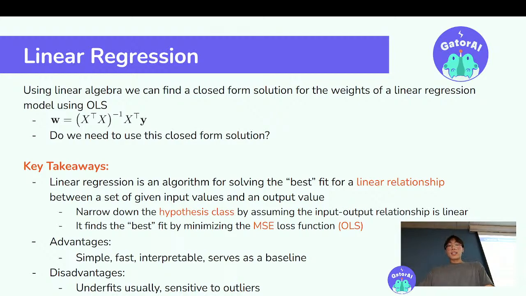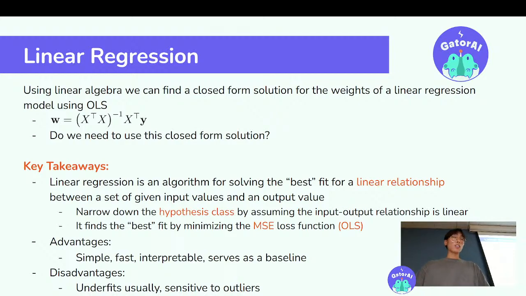Some advantages are that it's simple, fast, and interpretable. We can see directly how the weights show how the inputs map to the outputs. For example, if the square footage is this much, we multiply it by this weight, and it shows the increase in the price of the house. That's definitely something missing in a lot of the more complex models: interpretability.